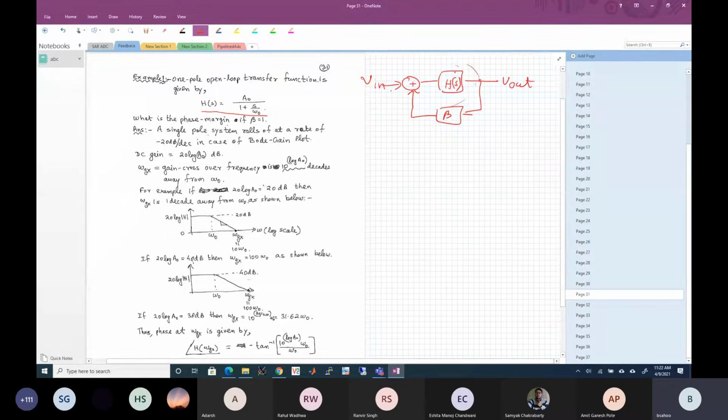A single pole system rolls off at a rate of minus 20 dB per decade in case of a Bode gain plot. Okay, this is the Bode gain plot. It will roll down. So DC gain of this is 20 log of A naught. Keep in mind it is log to base 10. Okay, so let me zoom in.